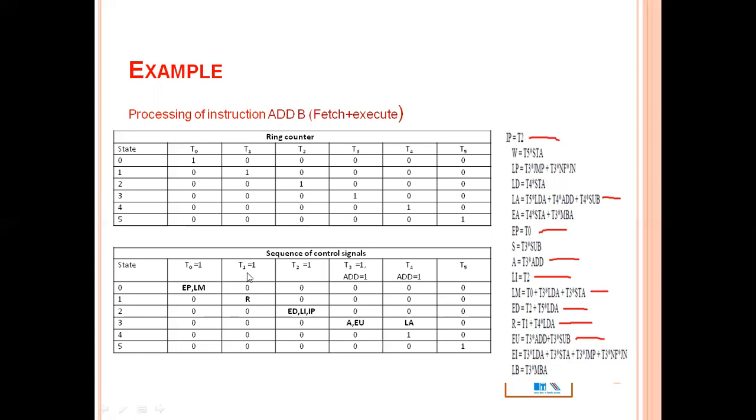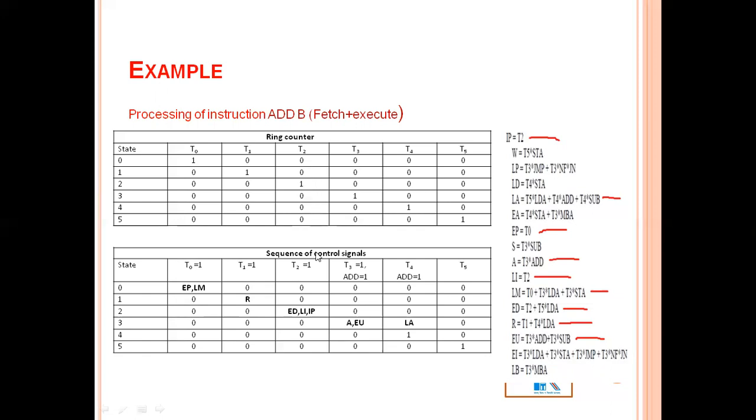So after that, in the fetching, the R control signal should be activated. So T1 is equal to 1. If T1 is equal to 1, see here, this R will be activated. So R is high now. R is activated. Then T2 is equal to 1.